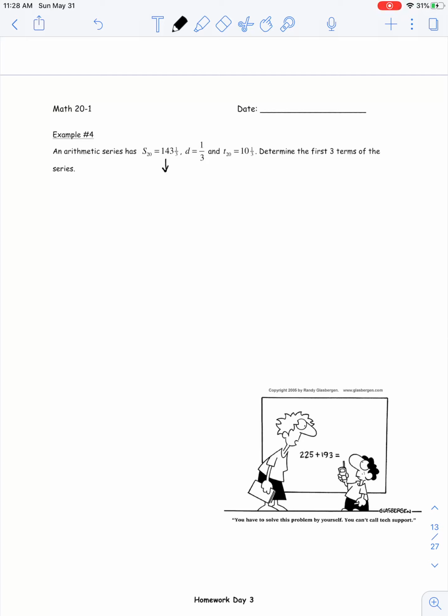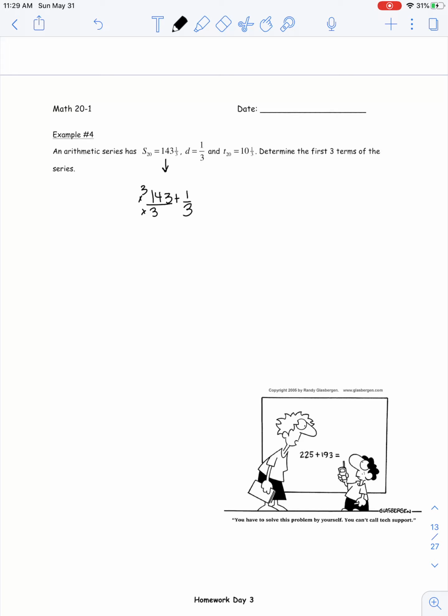Example number 4 is just working with fractions. So we would rewrite this 14 and 1/3. It's the same as saying 143 plus 1/3. This is how you would rewrite it. So in order to rewrite this, what you're doing is you're getting a common denominator. So you can multiply this by 3 and the bottom by 3.